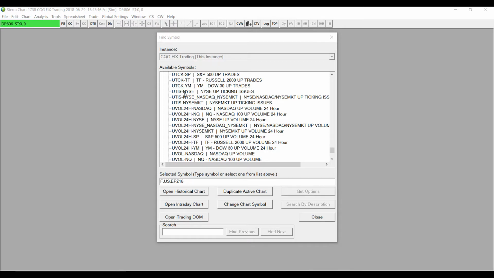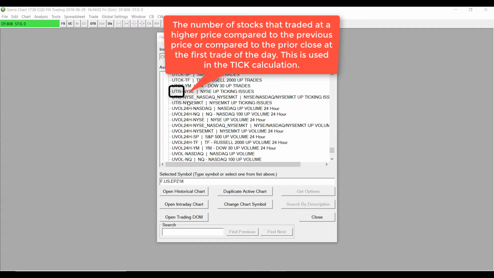Alright, next up we have the UTIS. And this is one of those symbols again that's only pertaining to the NYSE, the combination of the NYSE, the NASDAQ, and the NYSE Market Exchange, and the New York Stock Exchange Market Exchange. So that being said, the definition for the UTIS is the number of stocks that traded at a higher price compared to the previous price or compared to the prior close at the first trade of the day. This is used in the tick calculation.